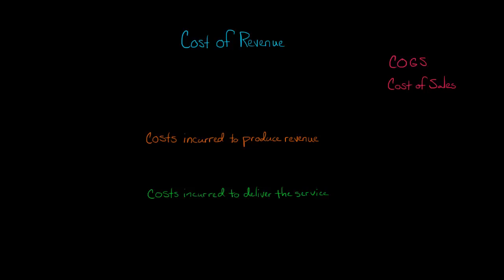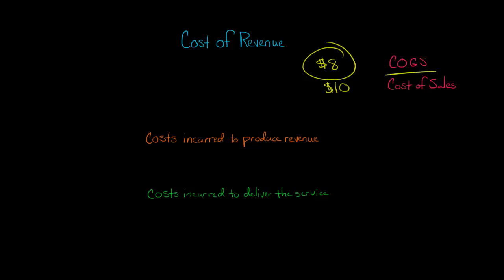If you look at the income statement of a retailer or manufacturer, you'll always see a line item called cost of goods sold or cost of sales. And that just represents the cost of the inventory that was sold. So let's say Walmart pays $8 to buy a piece of inventory and then sells it for $10. The cost of goods sold would be $8 and that would appear on Walmart's income statement.